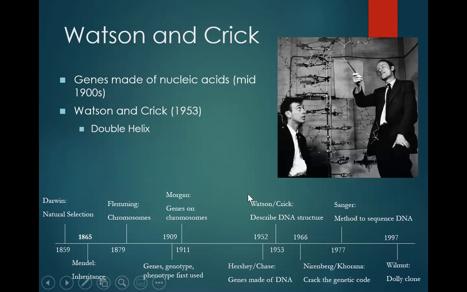But it's not until the 1950s that we understand that DNA is the thing that the genes are on. Once we understand that, and that's really going to be the Hershey-Chase experiment that we'll talk about later on, there was a race to discover what the structure of DNA was. And that race was won by these two young men, Watson and Crick.